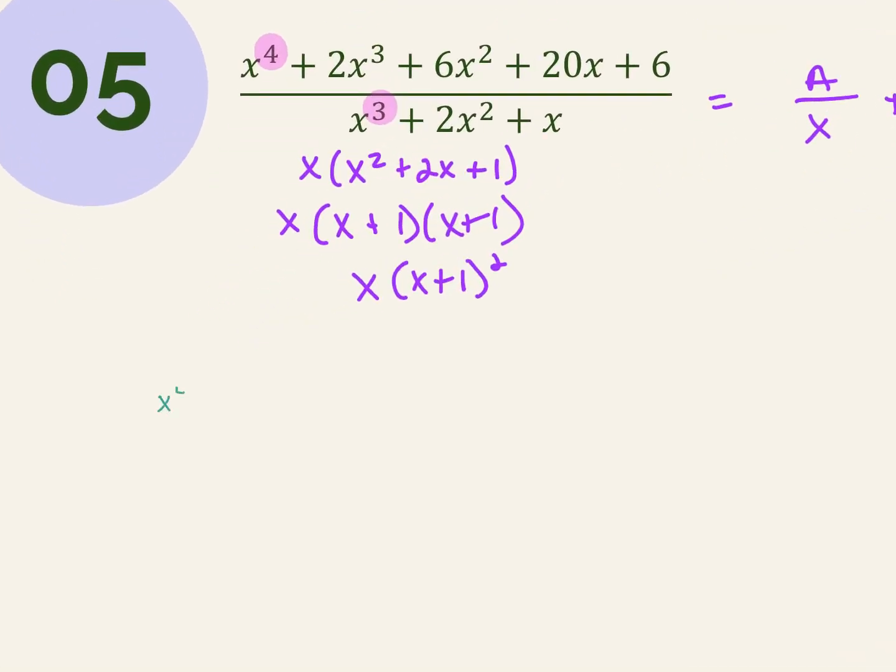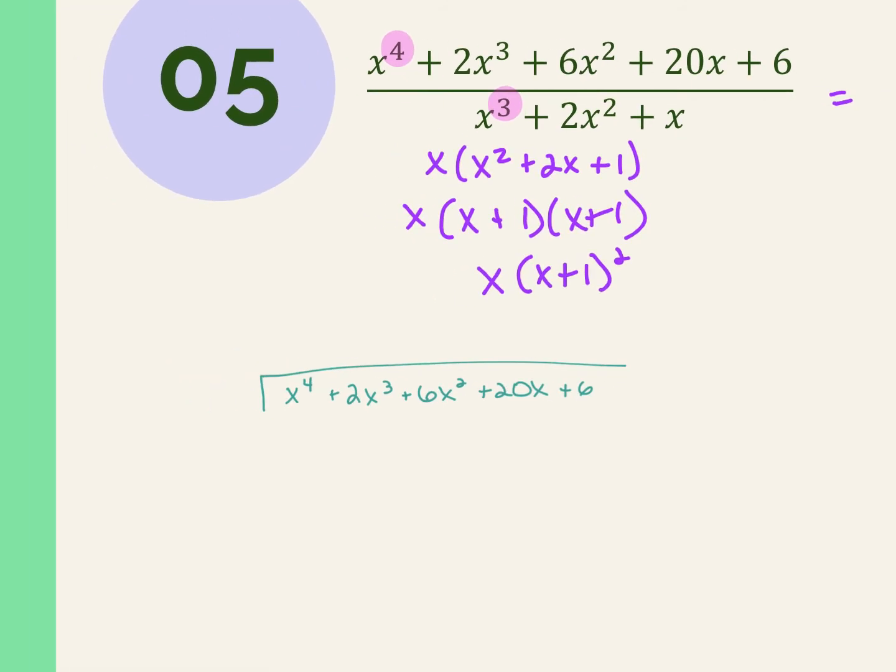We have to rewrite our numerator and divide it by our divisor. What's on the bottom, the denominator, goes to the outside. And now we have to divide. So we go first into first. What do I have to multiply x to the third by to get to x to the fourth? That answer is x. I would multiply that times each of the terms on the outside.